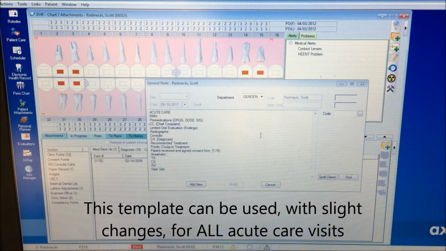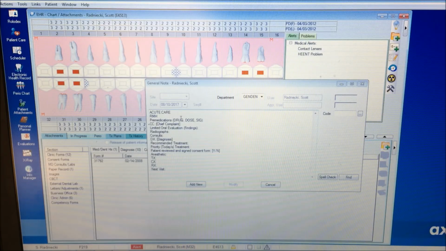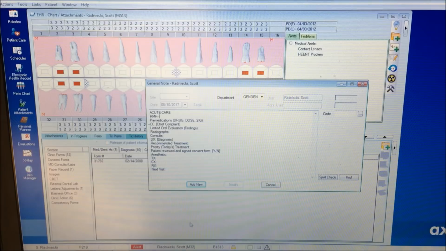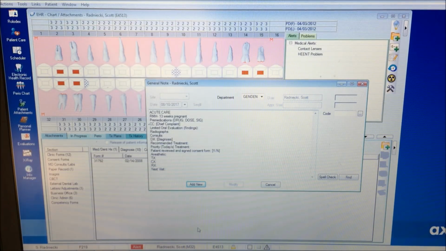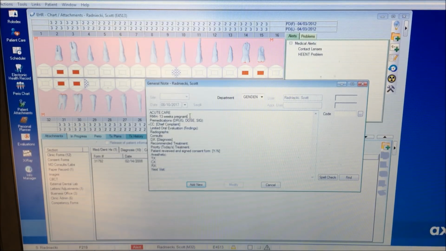This pretty much follows the order of what you would do for the limited oral evaluation form. You go through medical history. You can put things in here like 13 weeks pregnant, whatever is maybe something you'd want to know for that specific appointment. 13 weeks versus 20 weeks versus 30 weeks. It's nice to document exactly what's going on and what might be something that you take into account if you're looking back at a note. Pre-medications: none indicated, or 2 grams of amoxicillin, whatever you may want to put there.